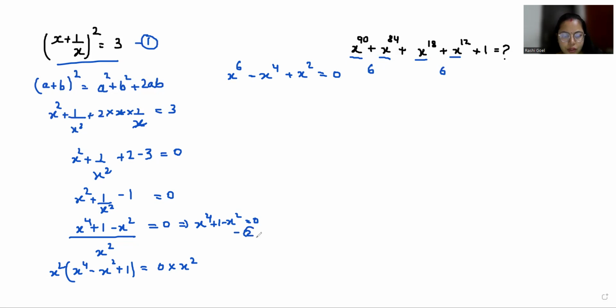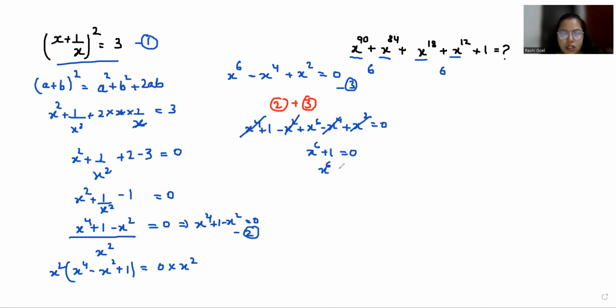So this is our equation number 2 and this is our equation number 3. So I'm going to add the second and third equations together. So it becomes x power 4 plus 1 minus x square plus x power 6 minus x power 4 plus x square is equal to 0. So we can cancel out these terms. What is left? x power 6 plus 1 is equal to 0. The value of x power 6 is equal to minus 1, or x power 6 plus 1 is equal to 0.